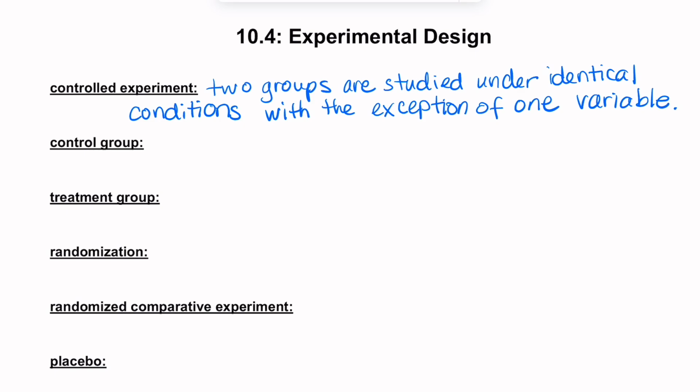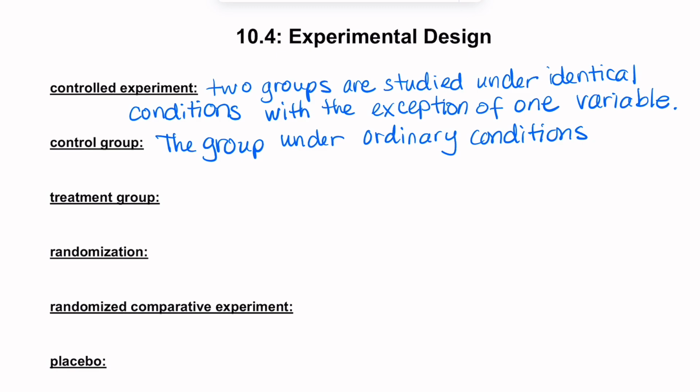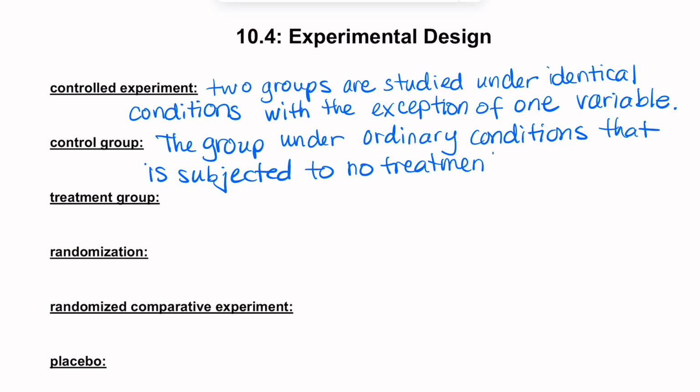A control group is the group under ordinary conditions that is subjected to no treatment. The treatment group is the group that is subjected to the treatment.